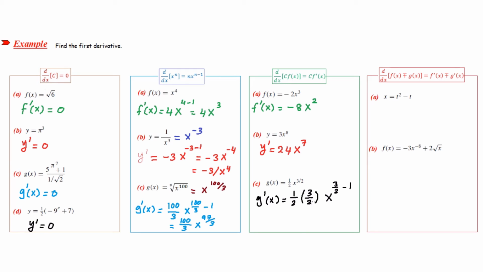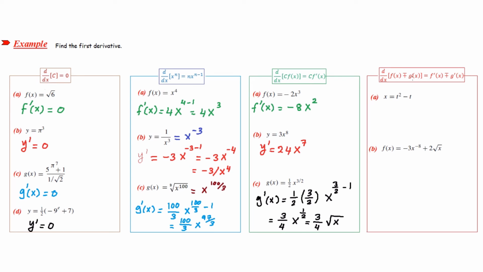And 1 over 2 times 3 over 2 equals 3 over 4, multiplied by x to the power 3 over 2 minus 1, which is 2 over 2, which equals 1 over 2. And you can write it in radical form as 3 over 4 multiplied by square root of x. And that's it.